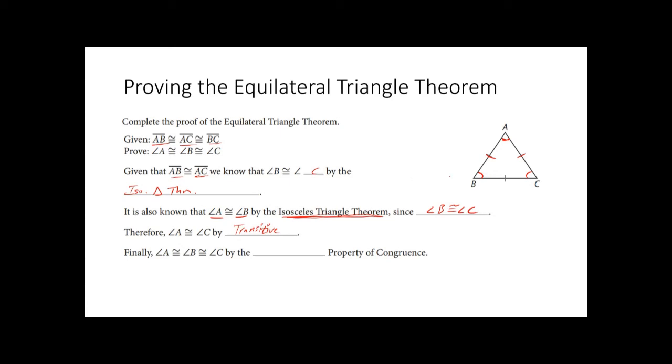So angle A is congruent to angle B, and that's because of the isosceles triangle theorem. Now, since B is congruent to C, as we talked about earlier, A is congruent to C. If this angle is the same as this one, and this one is congruent to that one, then this one is going to be congruent to that one. That's the transitive property. So finally, angle A is congruent to angle B, and it's congruent to angle C. I think that's the reflexive property. Fill in the blank is one of my least favorite things about the book. It truly is. All right, enough with me complaining.